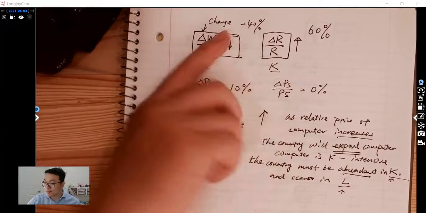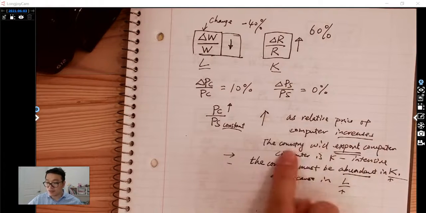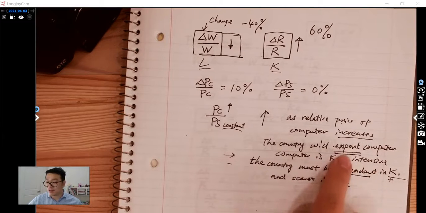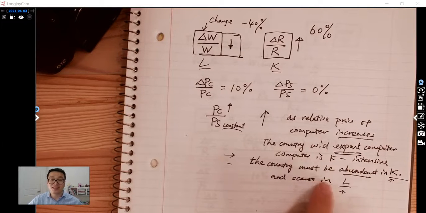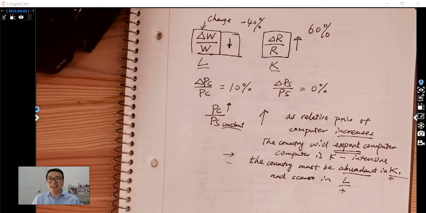Labor will lose because in this country the relative price of computers increases, and computers are the capital-intensive goods. And because the country exports capital-intensive goods, this country's abundant factor is capital. So everything is connected. I know it is a lot of hassle when we derive all these equations, but once we get everything connected, you will find this very, very interesting. So the last piece of the question: what about the real income?